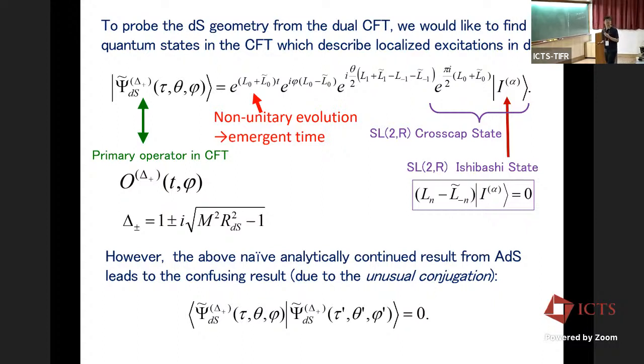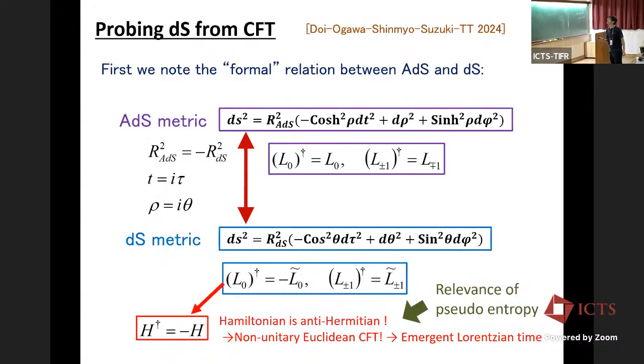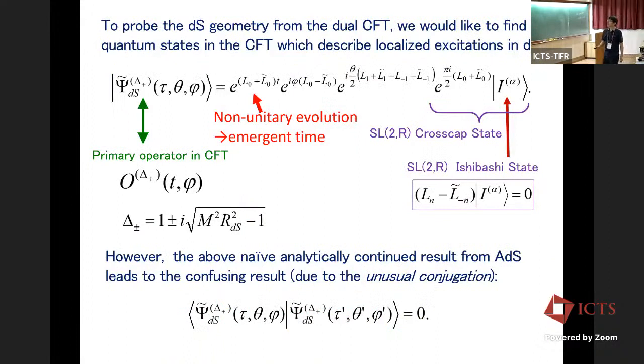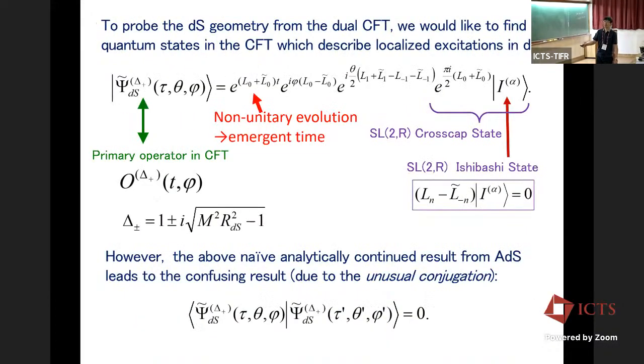However, there is a problem. If we just take this one and now want to do the same thing as in the AdS case, we take an overlap to reproduce the two-point function. We expect something similar in de Sitter space, but this doesn't work at first sight. If we take this state and just use its conjugate, then it turns out this overlap is just 0. That means we cannot reproduce the Green function in de Sitter space.